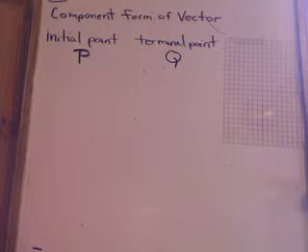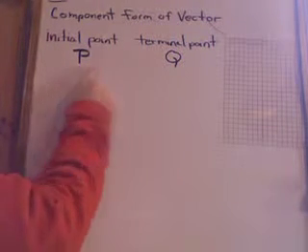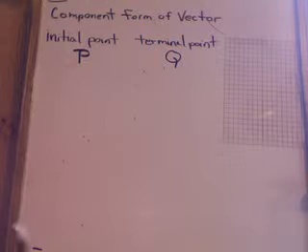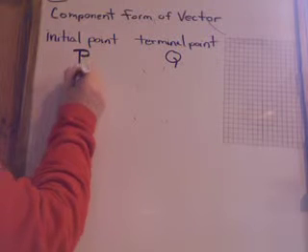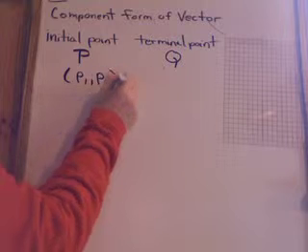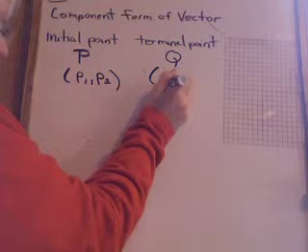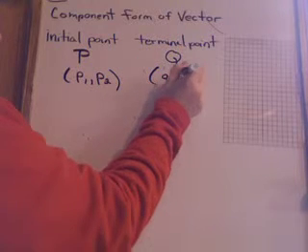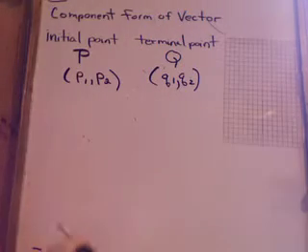Okay, using the notation of the textbook from page 520, the initial point of a vector, we'll call P, and the terminal point we'll call Q. Point P would be considered to be P1, P2 as a point, and Q we'll call Q1 and Q2, or Q sub 2, I guess would be proper.